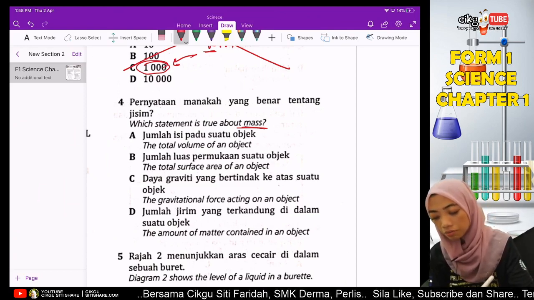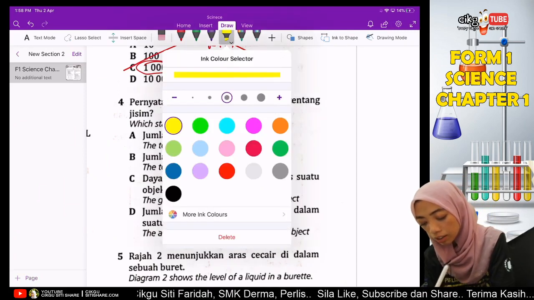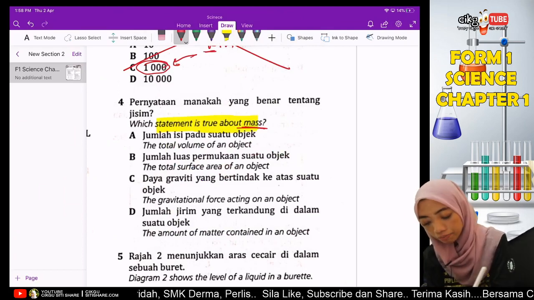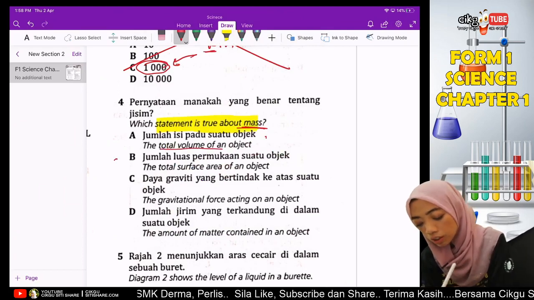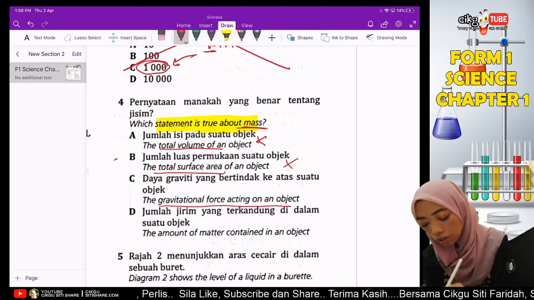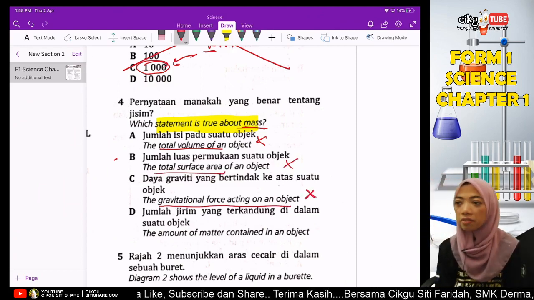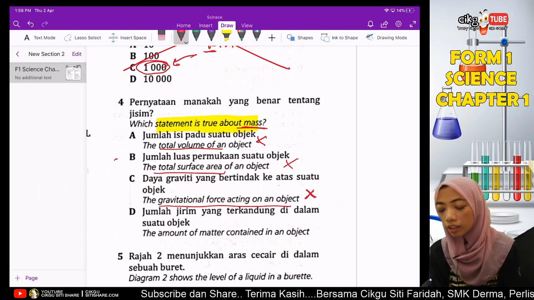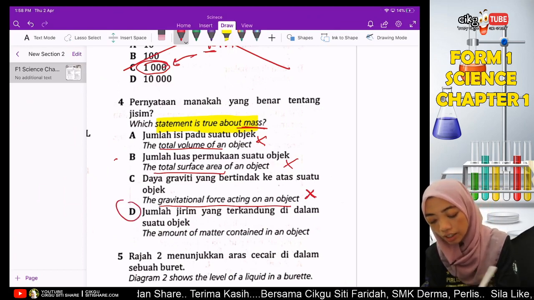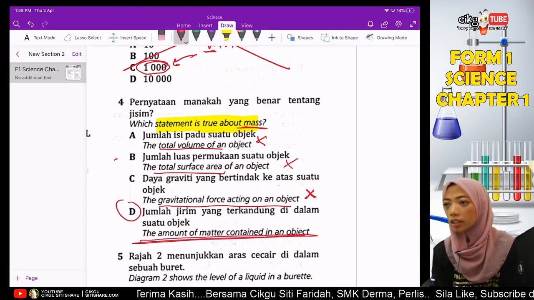So the answer for question number 4, true statement about mass. Total volume, totally wrong. Total surface, wrong. Gravitational force, no. Gravitational force is related to weight. And the best answer is D, the amount of matter contained in an object.